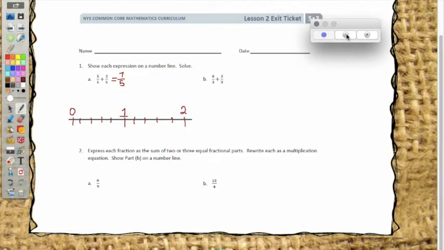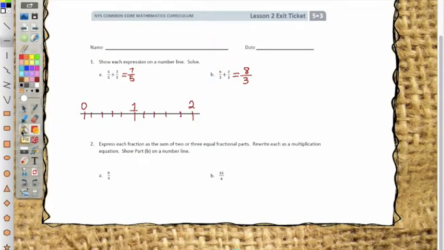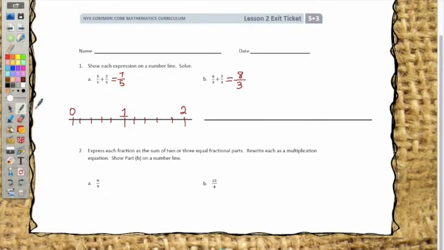Let's look at B. 6/3 plus 2/3. What's the answer to that? 8/3. Okay, so draw your number line. 8/3, is that more or less than 1 whole? More. Okay, what would 1 whole be? 3/3. What would 2 wholes be? 6/3. What would 3 wholes be? 9/3. So we need to go all the way to 3.